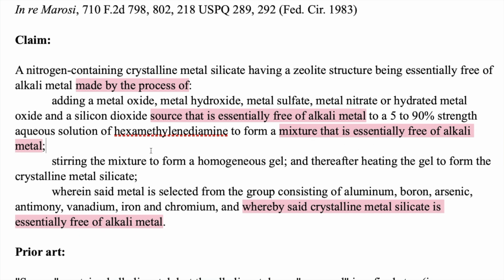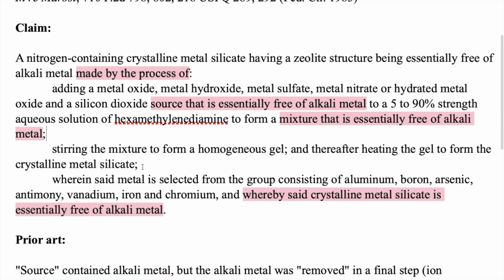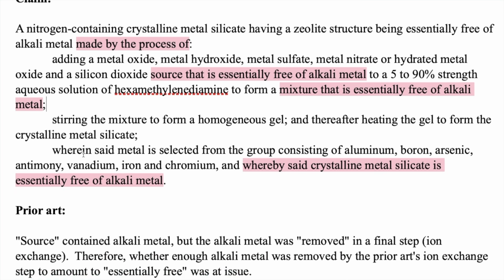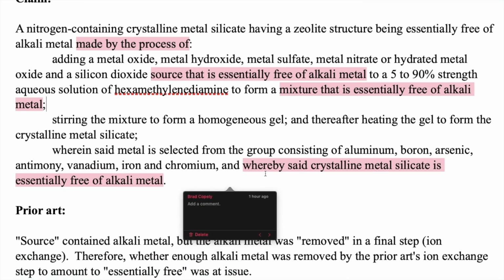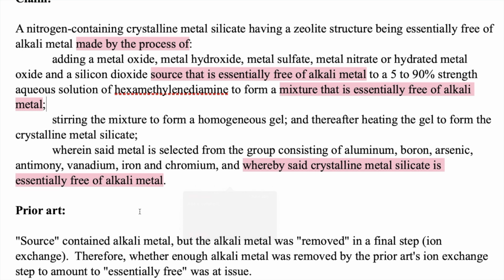But you can ignore most of the language here. You can basically see that this is a product that is essentially free of alkali metal. That is the limitation here. And then there is this adding step, and then making a mixture that is essentially free of alkali metal, and then stirring, this limitation here, whereby said crystalline metal silicate is essentially free of alkali metal. Okay, so it states it a few times here.